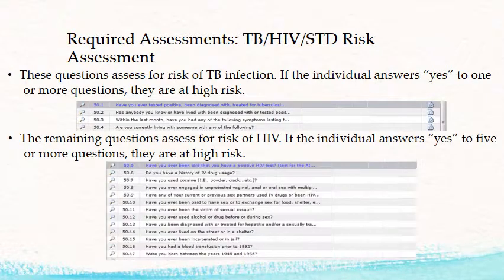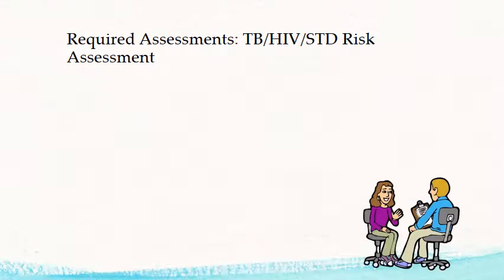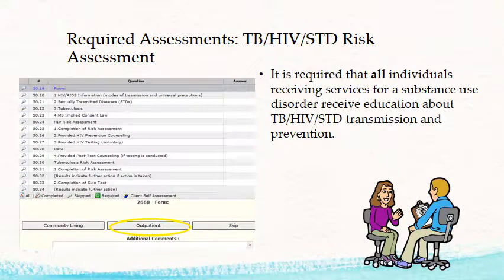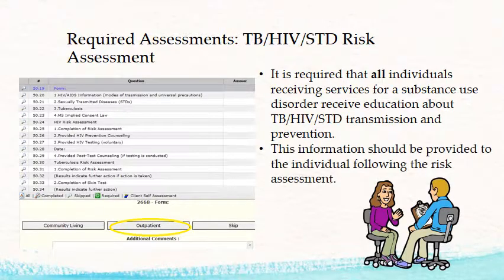The remaining questions ask about factors that place them at risk for HIV infection. If the individual answers yes to 5 or more of these questions, they're considered high risk. It is required that all individuals receiving services for substance use disorders do receive education about TB, HIV, STD transmission and prevention. This information should be provided to the individual following the risk assessment.